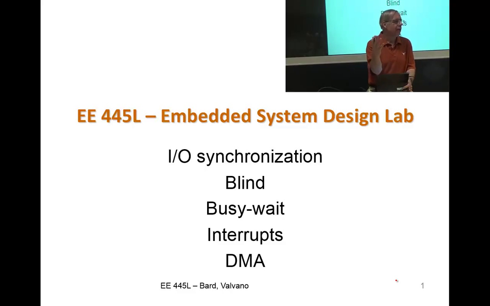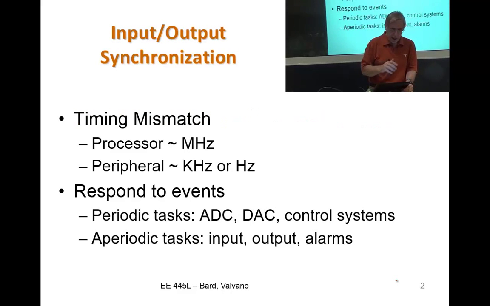Last time we saw some architecture. This time we're just going to overview the 4 different ways we can synchronize the software to the hardware. We're going to look at blind, busy wait, interrupts, and DMA. The reason why we have to synchronize has to do with a mismatch in speed.